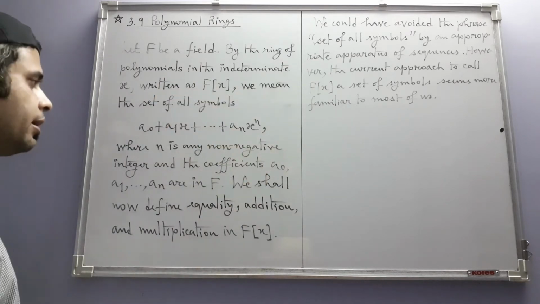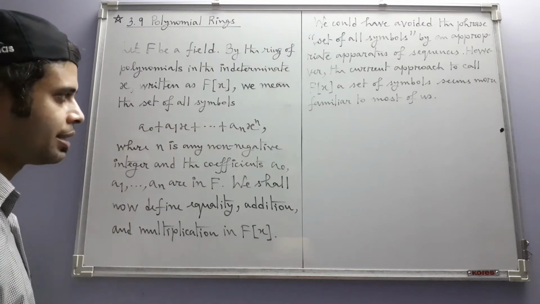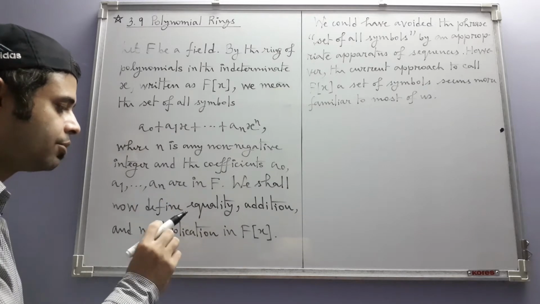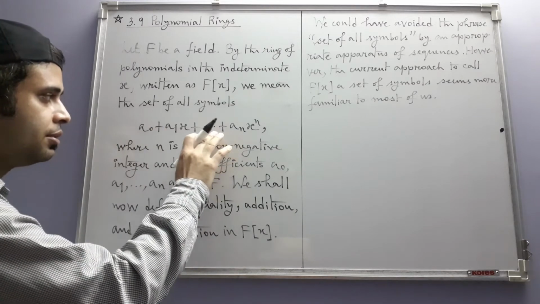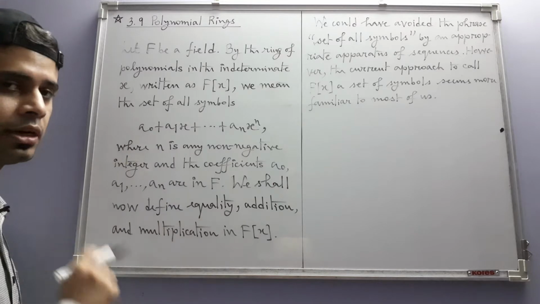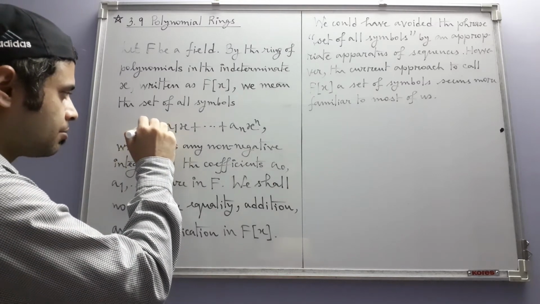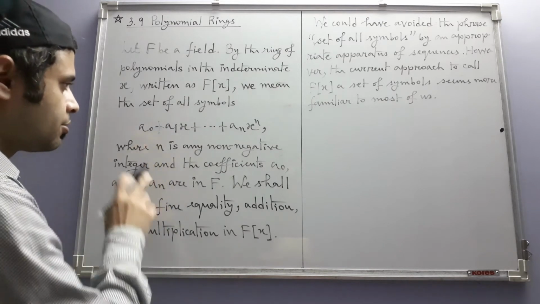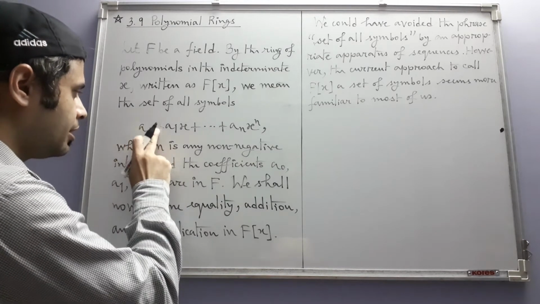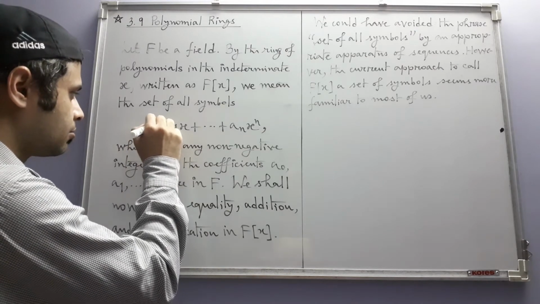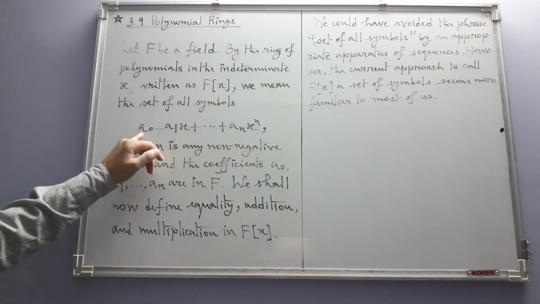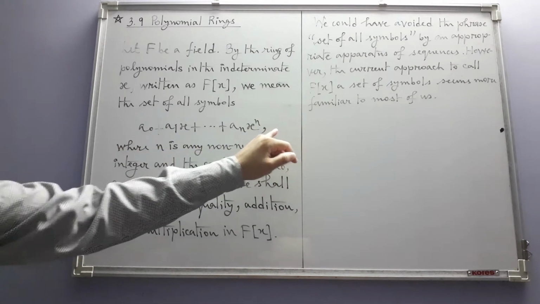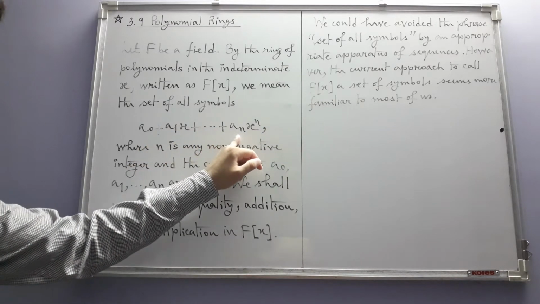But the thing here is that this symbol has many things in it as its components, which don't have different meanings on their own. For example, this plus is not actual addition. You should not interpret this as a sum of the symbols a0, a1x and so on up to anx to the power n. This is not an ordinary sum of numbers.